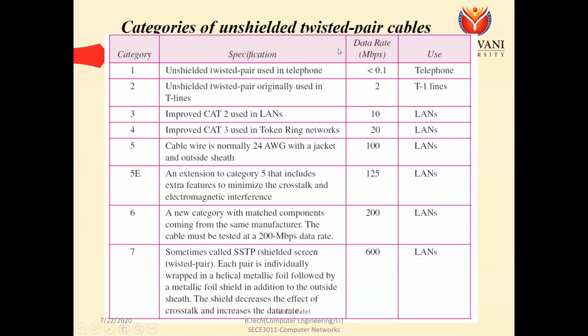There is no need to remember these things, but the various categories of unshielded twisted pair cables are Cat 1, Cat 2, Cat 3, Cat 4, Cat 5, Cat 5E, 6 and 7.